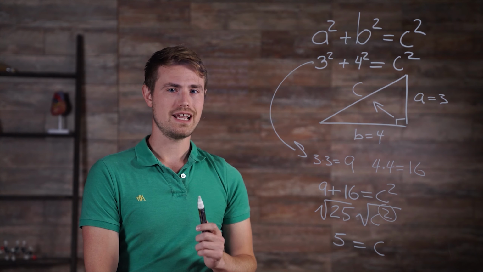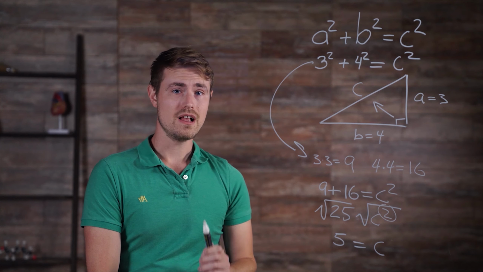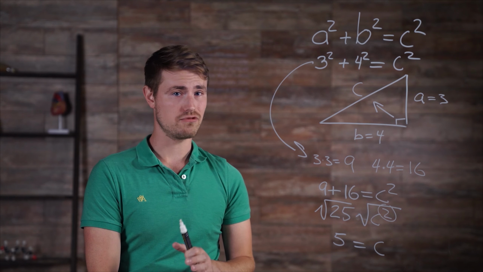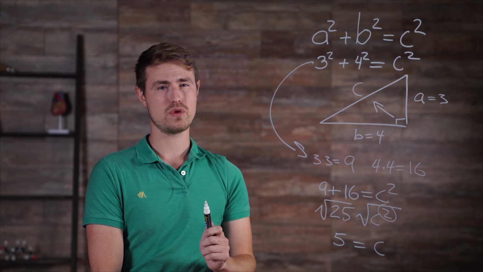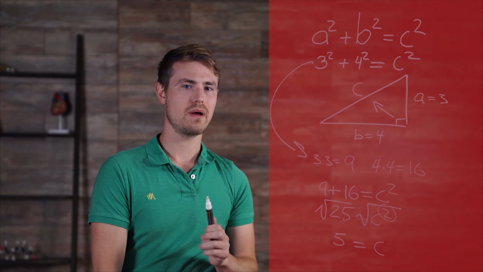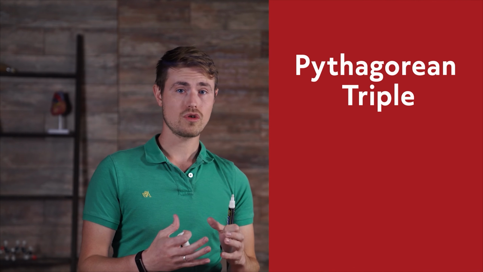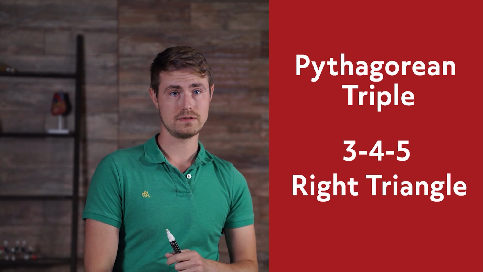So you might have noticed that the answer to this problem was a nice, neat integer, 5. This is actually kind of rare if we look at random triangles, but it's not rare in a math problem you might see on a test. It happens whenever a problem uses a Pythagorean triple. The triangle we just looked at is the most common kind, a 3, 4, 5 right triangle.